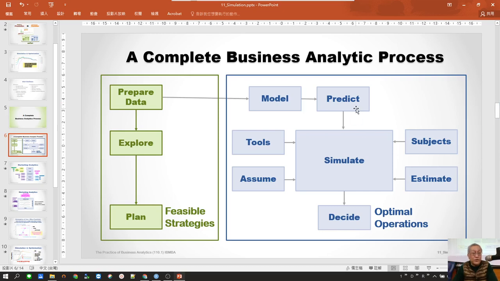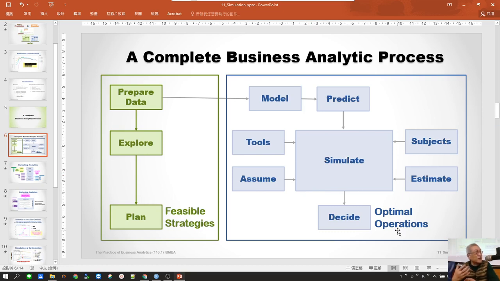If you have this prediction, then in addition you need to make some assumptions on the instrument that you want to apply. In the marketing context, you have different kinds of marketing instruments with different effects, but you do not know the cost-effect relationship in the beginning, so you need to make some assumptions. So you have this prediction and assumption, and you do the simulation.